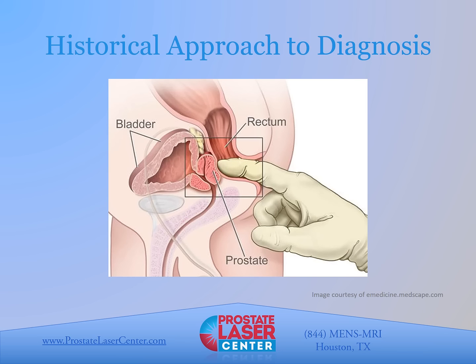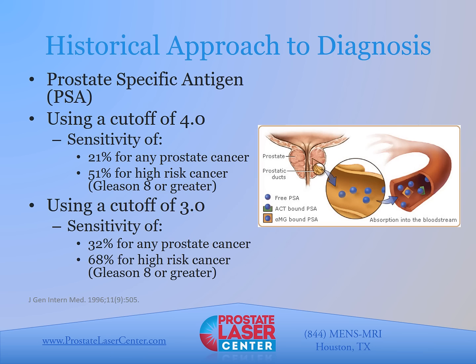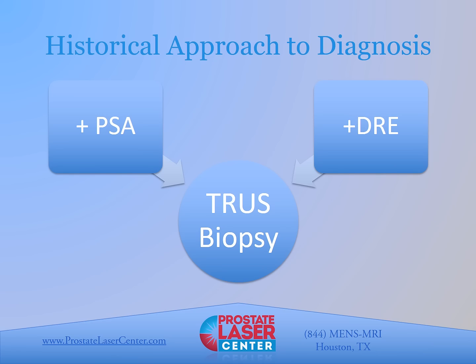So how do we screen for prostate cancer? Traditionally, this involves a digital rectal exam, as well as a PSA blood test. This test has a reputation of being sensitive but not specific. I would argue even its sensitivity is not that great. Using a cutoff of 4.0, it only has a 51% sensitivity for high-risk prostate cancer. Using a cutoff of 3.0, which few people do, it still only has a sensitivity of 68% for high-risk prostate cancer.